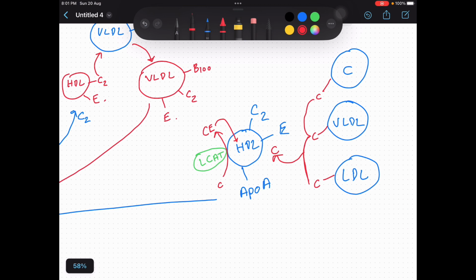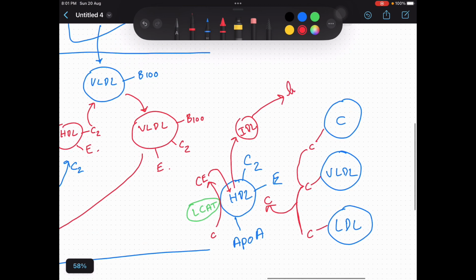HDL can in turn give it back to the IDL so that it can be transported back to the liver, where it can be synthesized into bile and excreted into the feces. So the cholesterol will be given to the IDL, the IDL will carry it back to the liver, and the liver will synthesize bile, which will be secreted in the feces. 99% will be reabsorbed, and only 1% of the cholesterol will be excreted in the form of bile in the feces. That is how we lose cholesterol from our body.